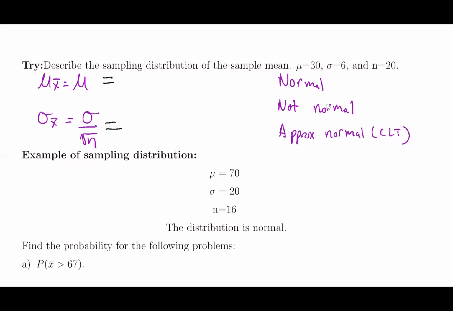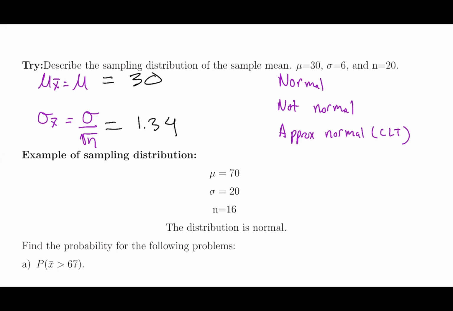So what do we get for mu of x bar? Oh, mu is equal to 30. Perfect. What about for sigma of x bar? What do we get? Perfect. All right, and for this one, what do we get for the distribution? Normal, non-normal, or approximately normal?